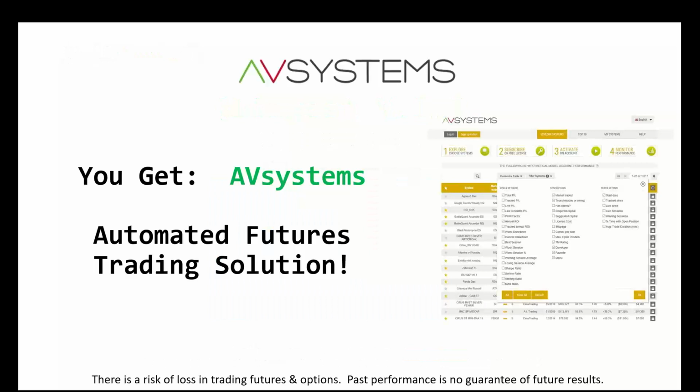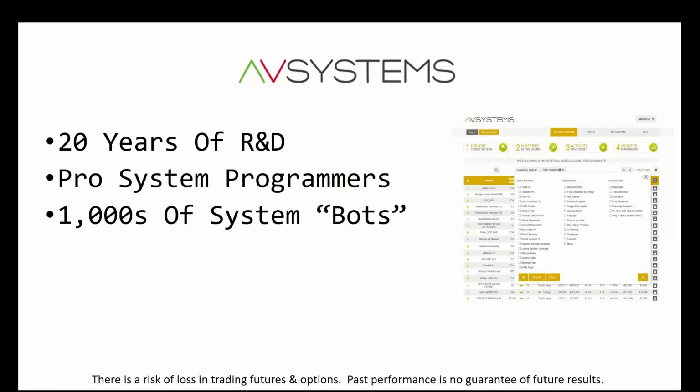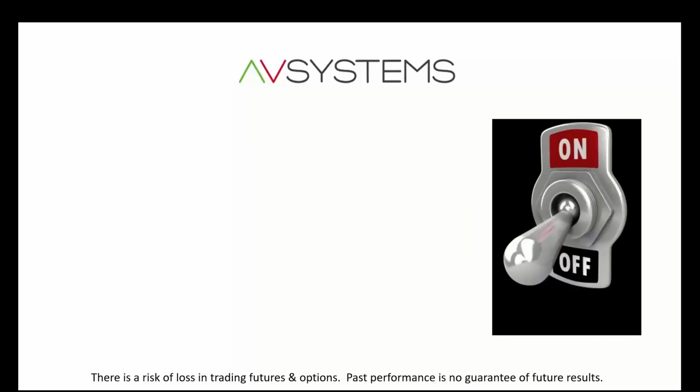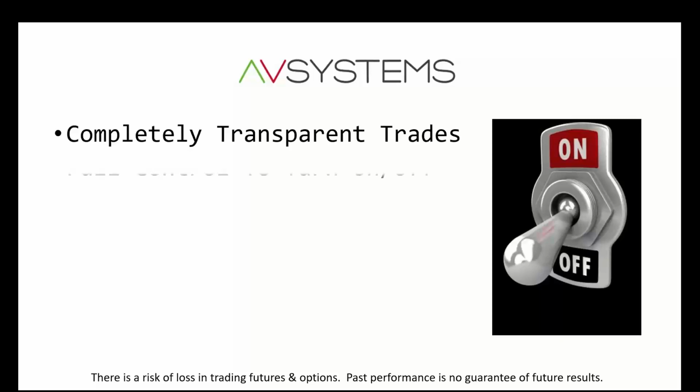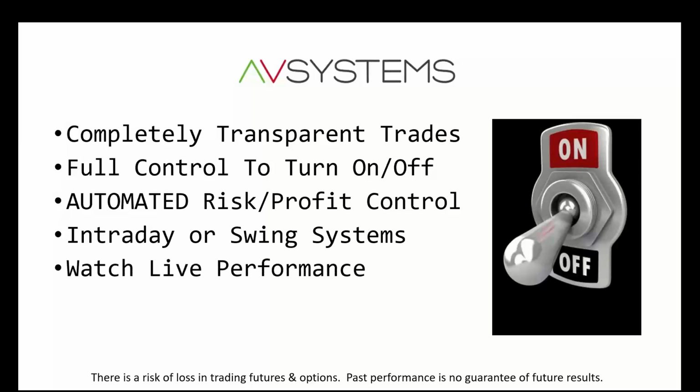So remember, you'll get AV systems. You saw the automated futures trading solution. All that R&D, all the system programmers, thousands of system robots, multiple market sectors. Everything's transparent. You flip the switch on or off. Automated risk profit controls. You can choose from day trading or swing trading. Then you can watch that performance live in real time.